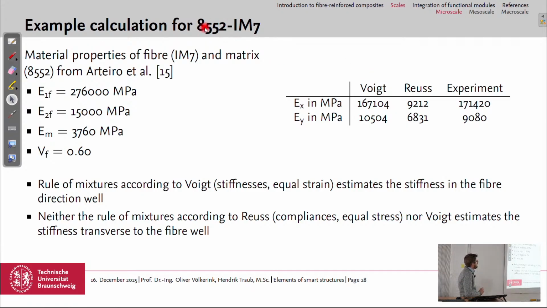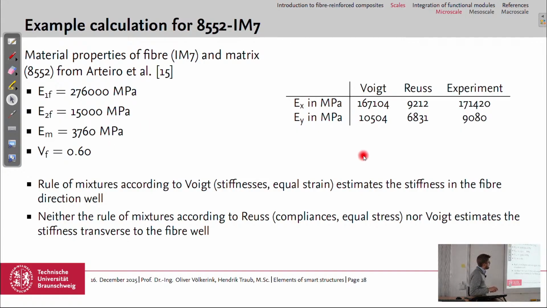Again, an example for the 8552 IM7, we have the material properties of the fiber and the matrix. The fiber has 276 gigapascals in fiber direction, but they are also anisotropic. So the fiber has in fiber direction a higher stiffness than transverse to the fiber direction. This is the second modulus here. And then the modulus of the matrix, 3.7 gigapascals, and a fiber volume fraction of 0.6, so 60% of the volume are fibers and 40% of the volume of the composite is matrix.